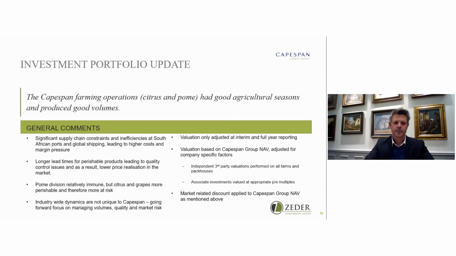In terms of valuations, also not adjusted at interim and full year. Our valuation on Capespan is based on a group NAV, adjusted for company-specific factors. We do independent third-party valuations on all our farming assets and pack houses. And then our associate investments, we value at a P/E multiple, but that's a much smaller part of the business. And then obviously we apply a market-related discount to the Capespan group NAV.